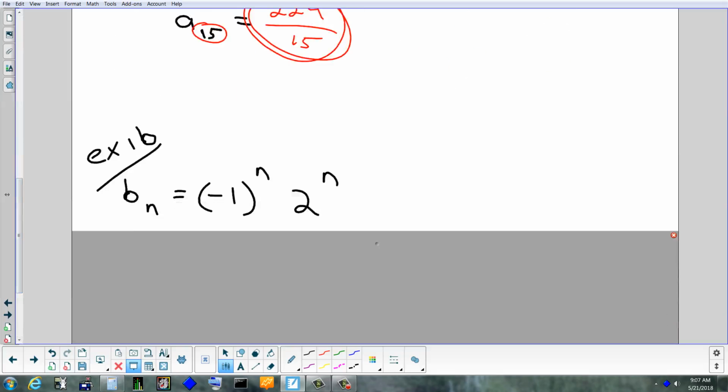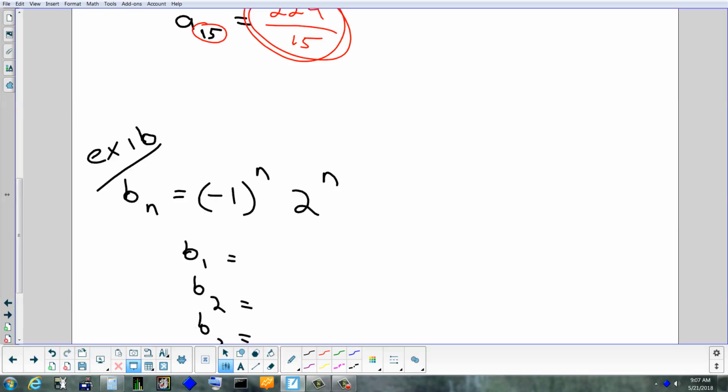Can anyone describe to me what that (-1)^n is going to cause to happen in our sequence? Is it going to change the sign? Yep. It's going to change the sign. So this is going to be an alternating sequence: positive, negative, positive, negative. Because we know that any negative number to an odd power is negative, and any negative number to an even power is positive. Other than the alternating, it's going to double each time. That's what the 2^n is going to do.